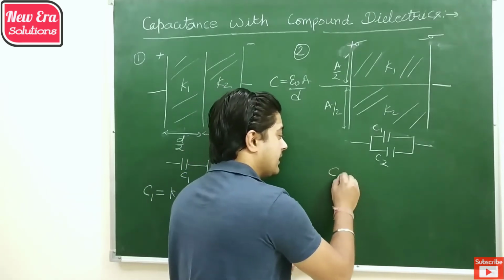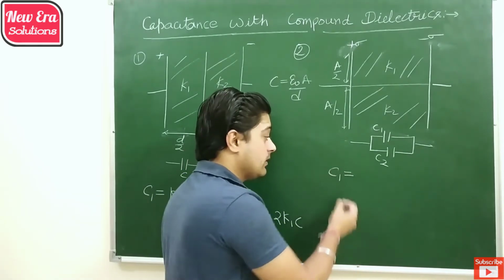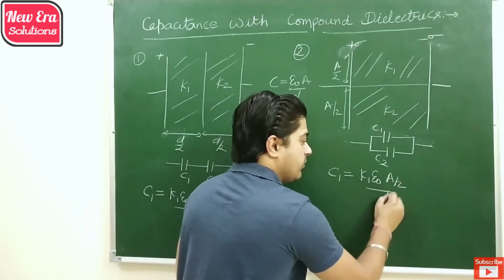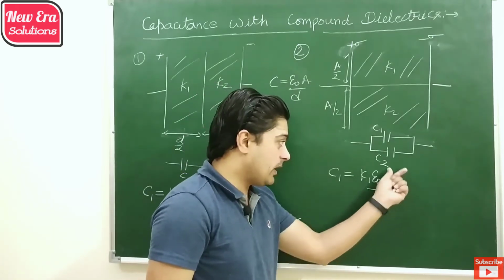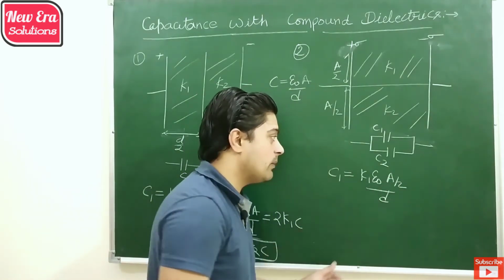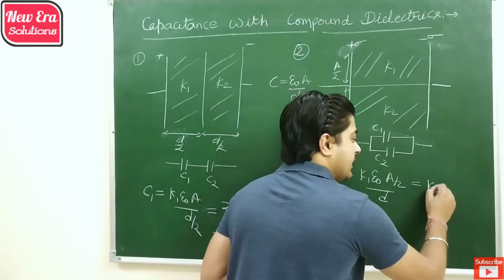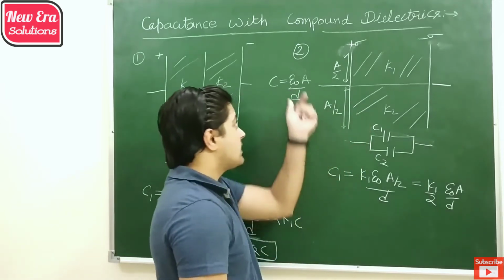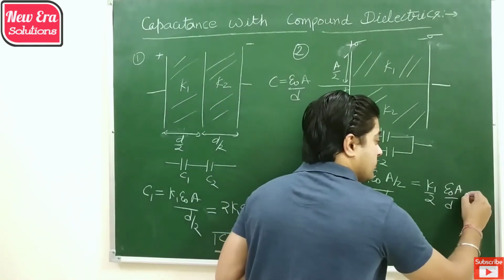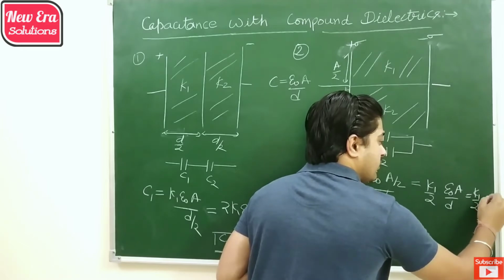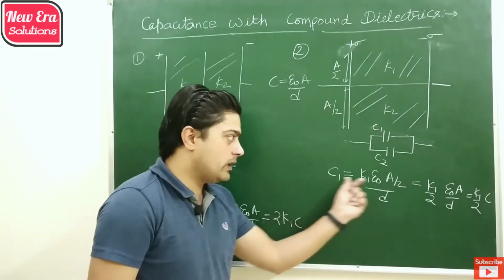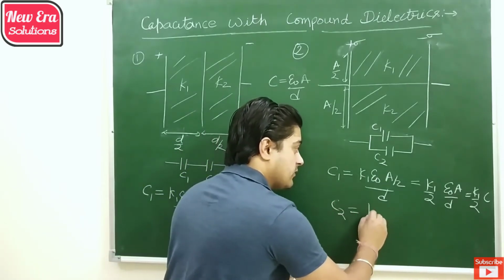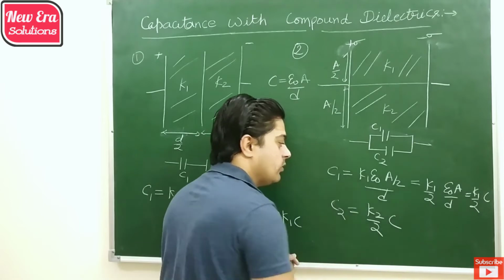So if we calculate the capacitance of a capacitor, then it is equal to K1 epsilon naught A by 2 by D. K1 is due to the medium and the area of cross section becomes half, so A by 2. By solving it, we get K1 by 2 epsilon naught A by D. So epsilon naught A by D is the initial capacitance, so the final capacitance is K1 by 2 into C. So it is the capacitance of the first capacitor.